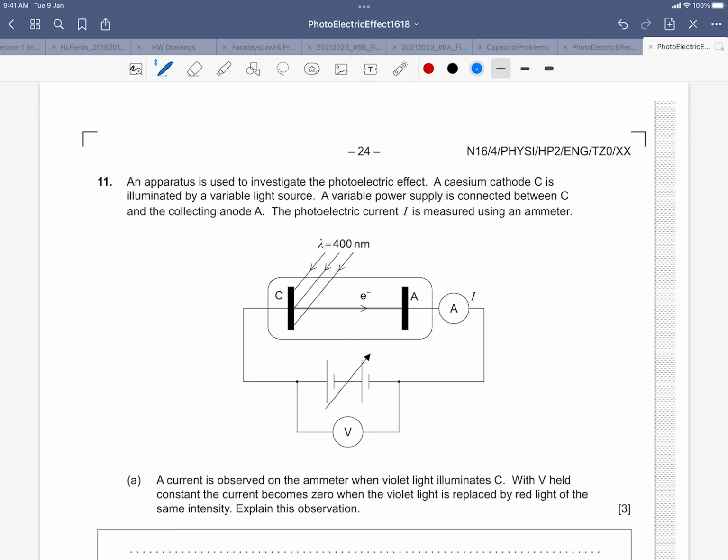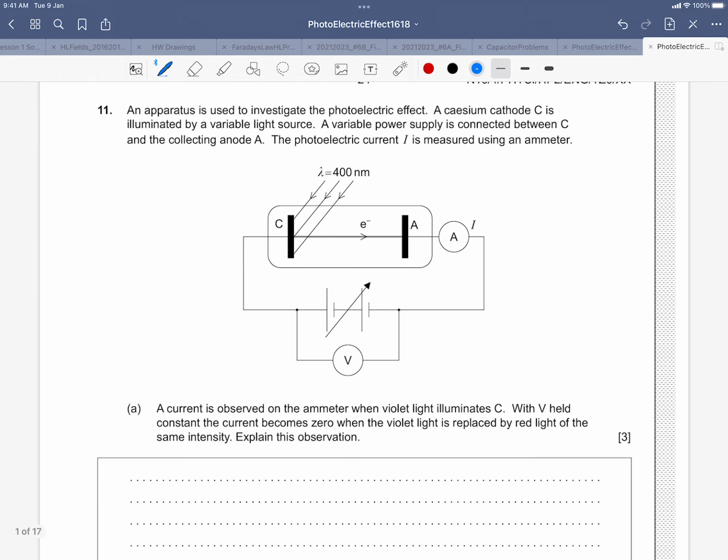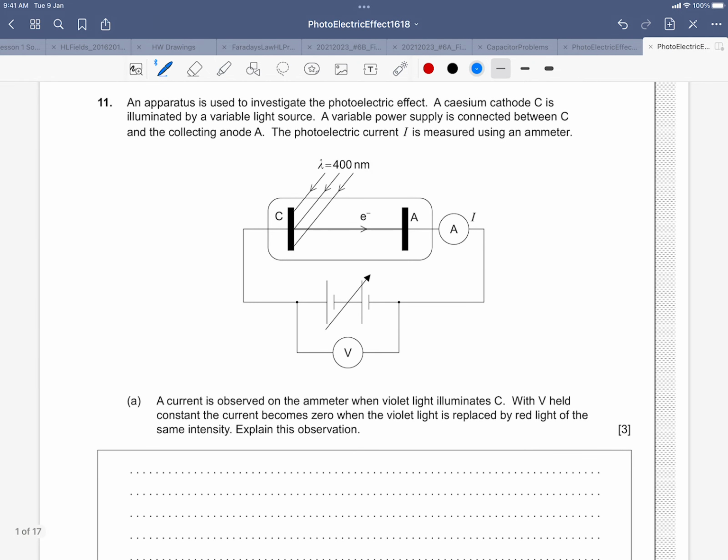Okay, hello everyone. So in this video I'm going to be going over some photoelectric effect exam questions, IBDP Physics Higher Level, 2016 to 2018. So let's just get started. We have the usual setup for a photoelectric effect question.